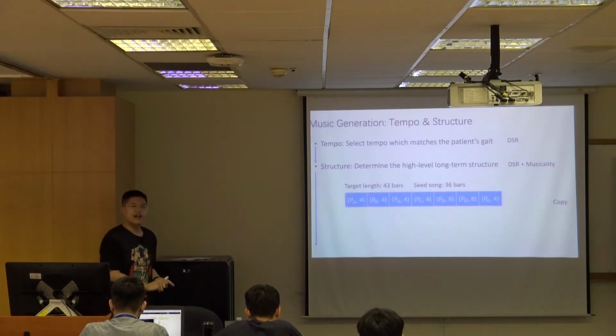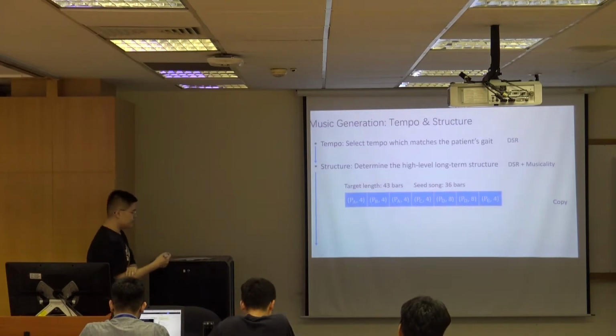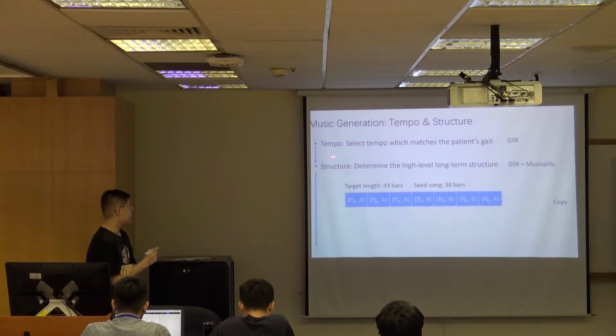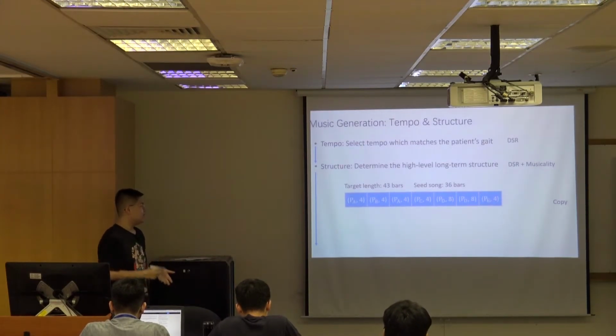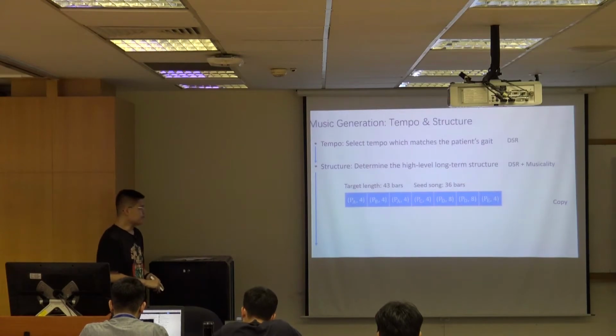Okay, let's see how the system generates music. If you can remember the workflow, the first step will be tempo. So the system will select the tempo, and for RAS, it just selects the tempo matching the patient's gait. This is to guarantee the domain-specific requirements. And now we have the tempo, then the system will generate structures.